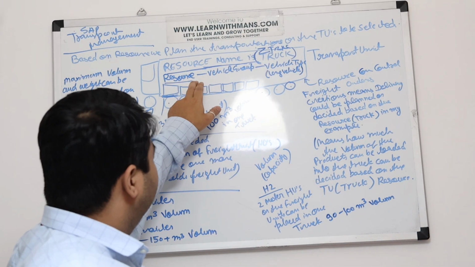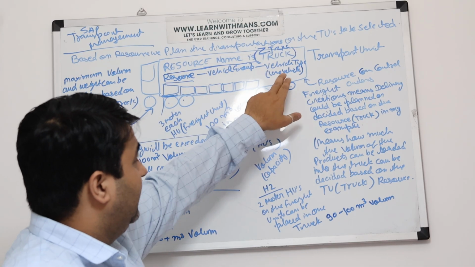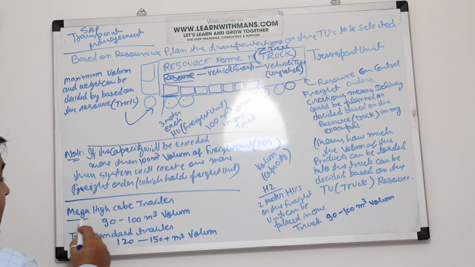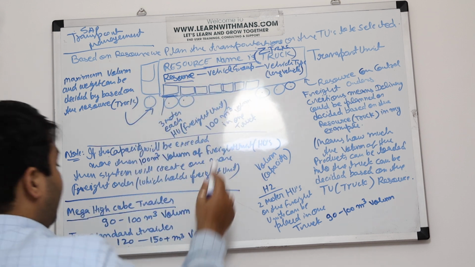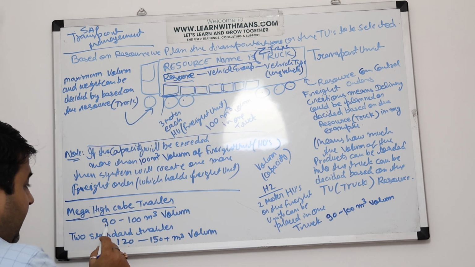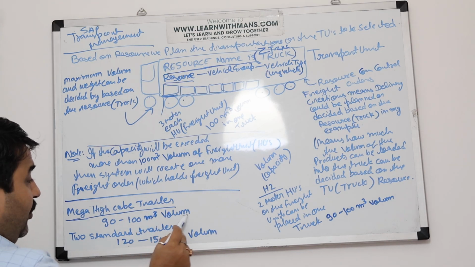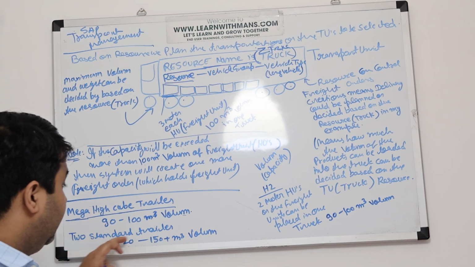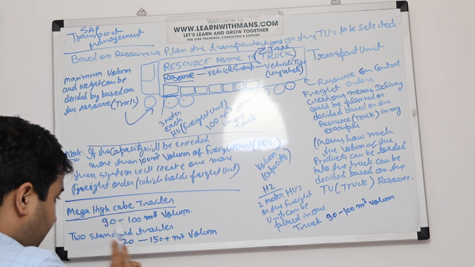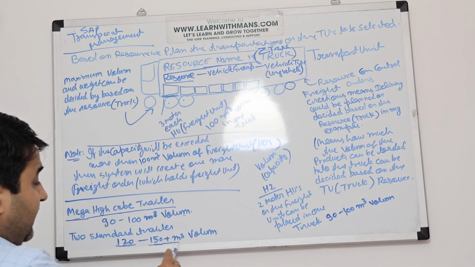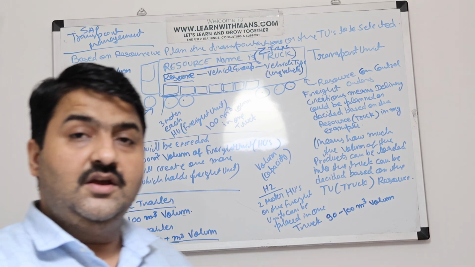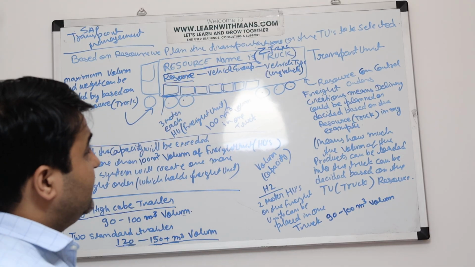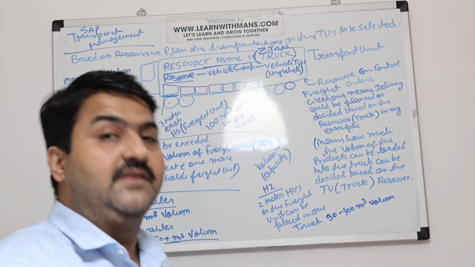So we have the resource. Conceptually we have the vehicle group and vehicle type. The first type of vehicle we call the mega high cube trailer. This kind of long truck can hold 90 to 100 cubic meters of volume or weight. We have another truck with two standard trailers, which can hold 120 to 150 plus cubic meters of volume or weight of the product. So we are going to send this truck to our customer with the delivery.